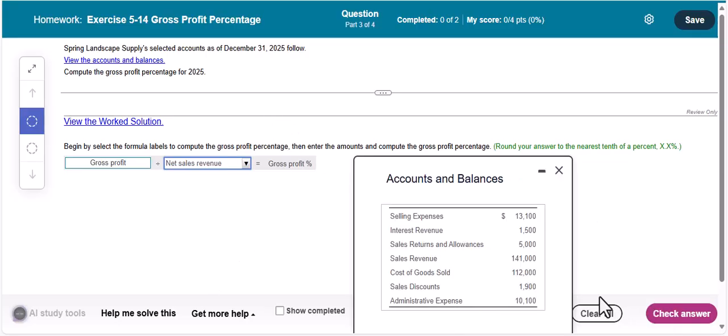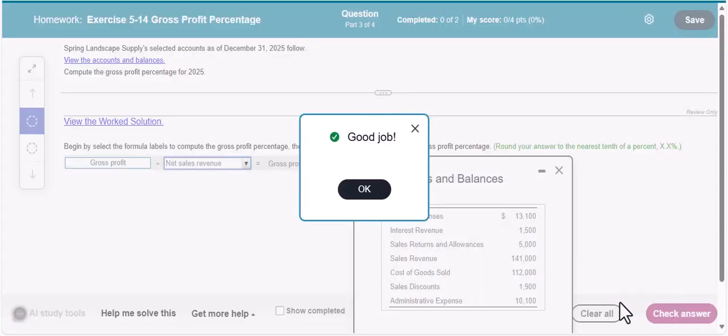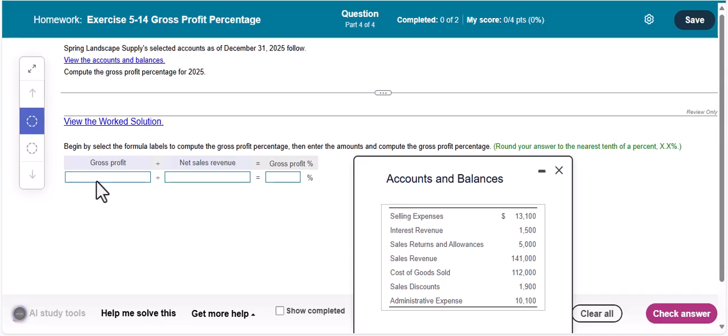So let's go ahead and check our answer. Good job. So now we're supposed to enter the amounts and compute the gross profit percentage. Round your answers to the nearest tenth of a percent, so 1 decimal. And notice since there is a percent sign, we're supposed to convert this to a percentage.